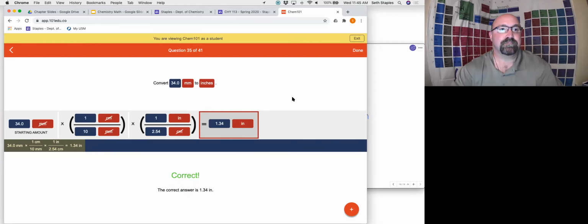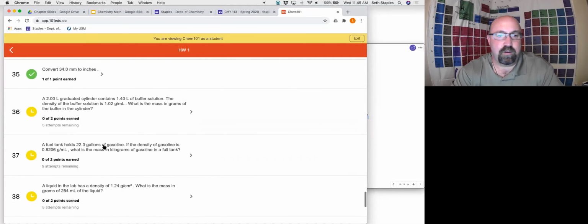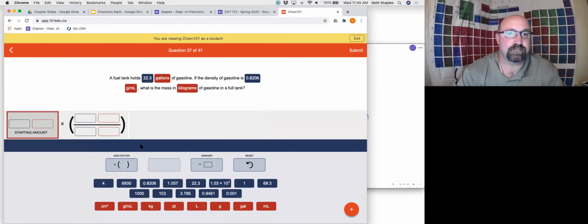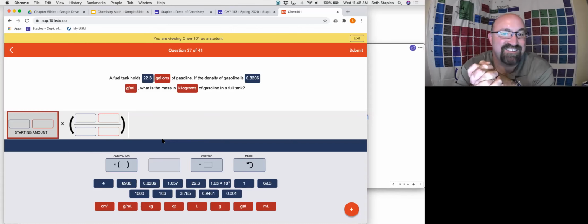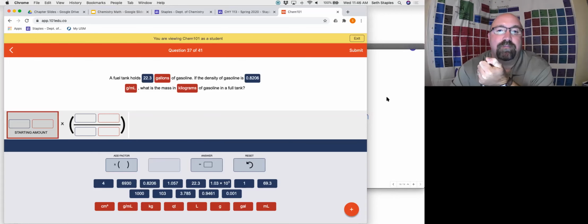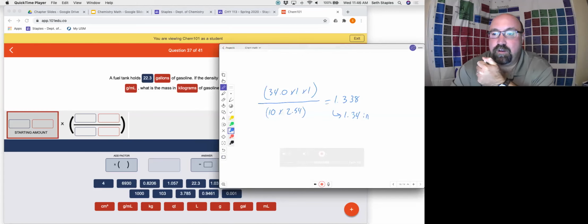Look at that. Let's get one more fairly complicated example. Now, normally I won't go through a lot of your homework problems like this, but I really wanted to show these dimensional analysis examples. All right, so here we're told that a fuel tank holds 22.3 gallons of gas. We're given the density of that gas, and now we want to go to the mass in kilograms. Density is just another conversion factor.